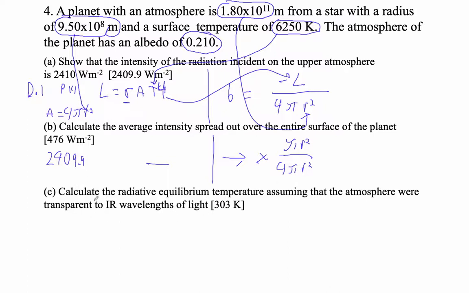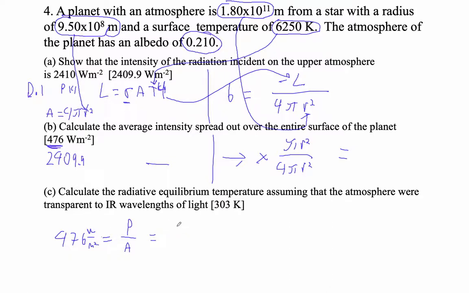Calculate the radiative equilibrium temperature, assuming that the atmosphere were transparent to IR. So in other words, if all of it could get loose, what would be that radiative equilibrium? So you're like, well, what is it? Well, take this answer, that 476. It must be radiating at that rate. So that's going to be the power radiated by the planet over the area, because intensity is watts per square meter. This is watts per square meter.